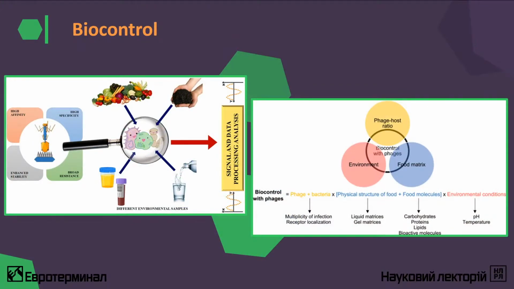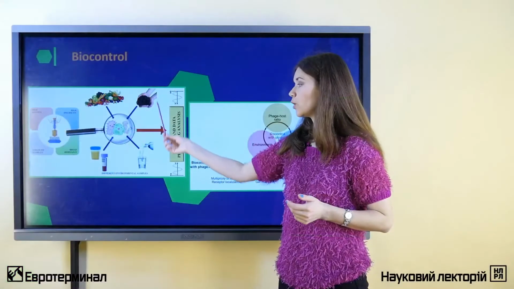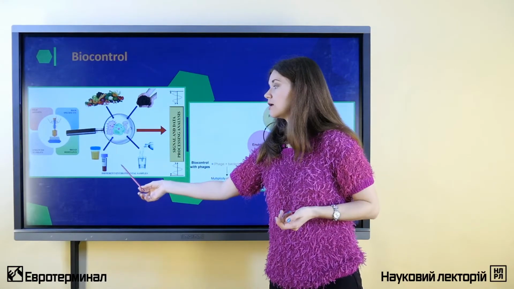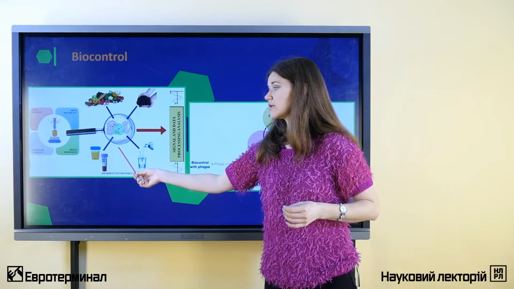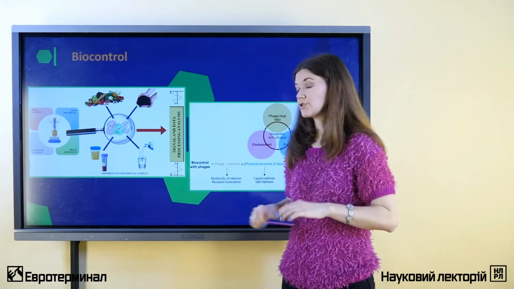Phages are widely used because they specifically bind to bacteria, and because they are very stable in the environment. For example, if we use some chemical substances, they can be inactivated in the environment. But phages won't be inactivated because they are part of the environment. They are absolutely biological organisms. And phages can be used to fight bacteria in food products, in soil, water, and, well, in the medical sphere to, for example, cure diseases, and we were already talking about this.